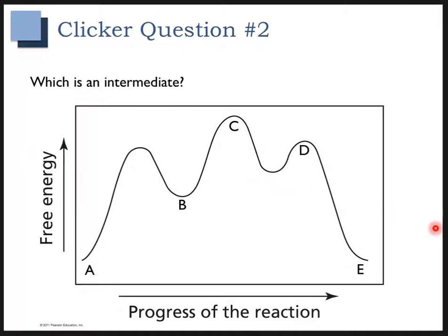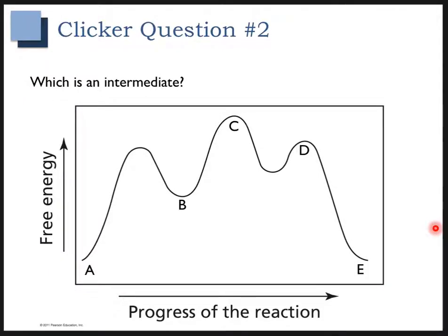Again, pause the video and give this one a try and see if you can identify the intermediate. Okay, so hopefully you were able to figure out that the intermediate here is B. A would be a reactant. And then over here you have C and D. Those are both transition states. And E, of course, is going to be the products.